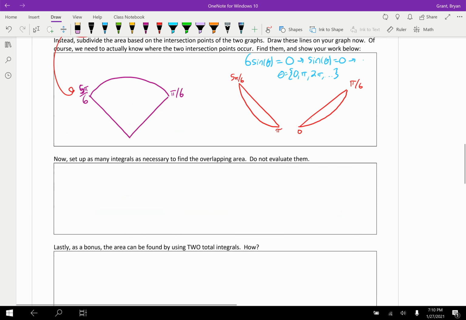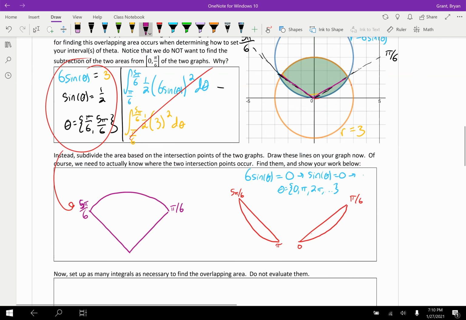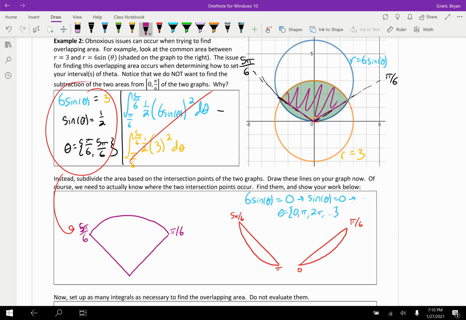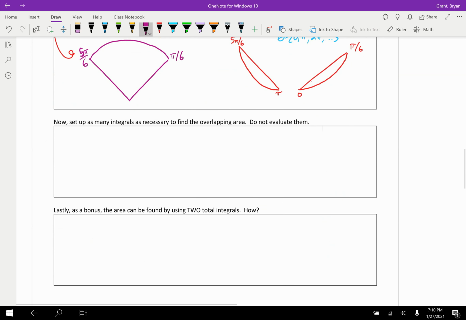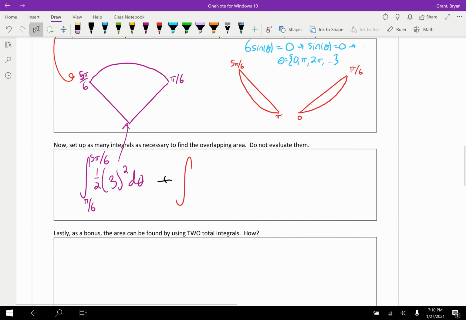Well, how does that help us? I think we can actually find the area of all three of these fairly easily. This purple one, we said was just this area here. It only involves my r equals 3 graph. So the purple one is just 1/2 r equals 3 squared d theta, and it's between pi over 6 and 5 pi over 6. That'll find the pi slice up above. But then I think we need to add on 2 more, and we'll just go in the order they're written. We need to add on the pi slice that goes from 5 pi over 6, kind of weird we're swapping the order here, to pi.